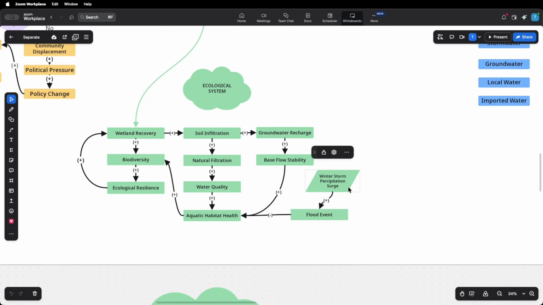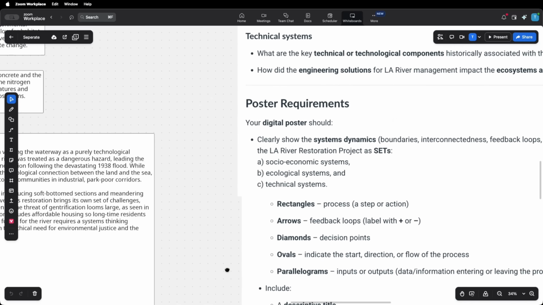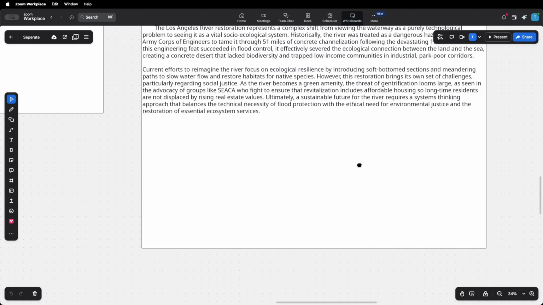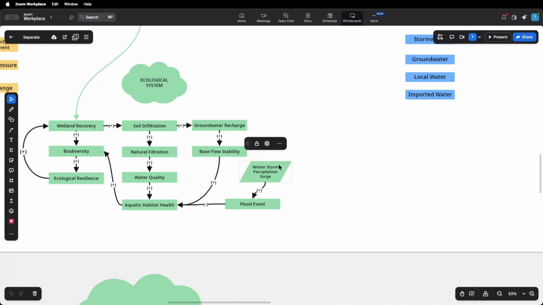Oh, and then I also tried to add a parallel. I'm not too sure, but winter storm precipitation brings in a ton of water. That surge, that's just a big rainstorm in the winter, like they said. That brings in a lot of water from the outside, so the parallels had to be inputs and outputs. So you're inputting a bunch of new water into the system. And what does this do for flooding? Oh, it adds to flooding. It boosts it. So plus sign.